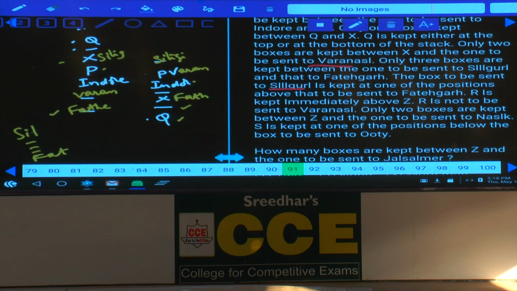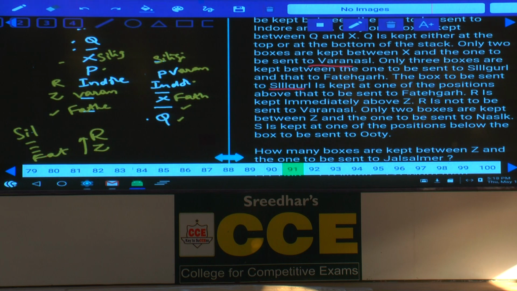Fatehgarh. R is kept immediately above Z. Now this R is immediately above Z, and R is not to be sent to Varanasi. R is immediately above Z, the only possible, isn't it? R and Z can be like this. That is the only possible because R is not sent to Varanasi.